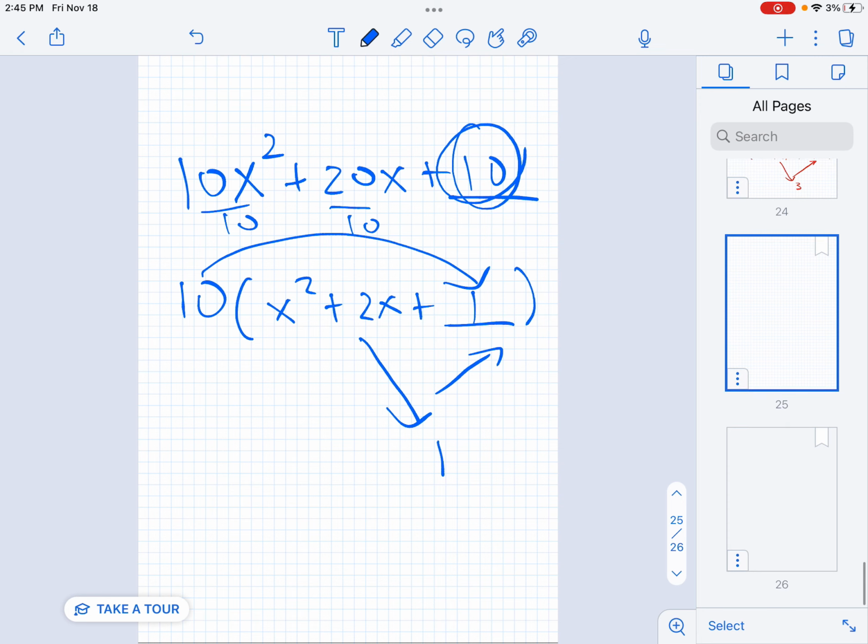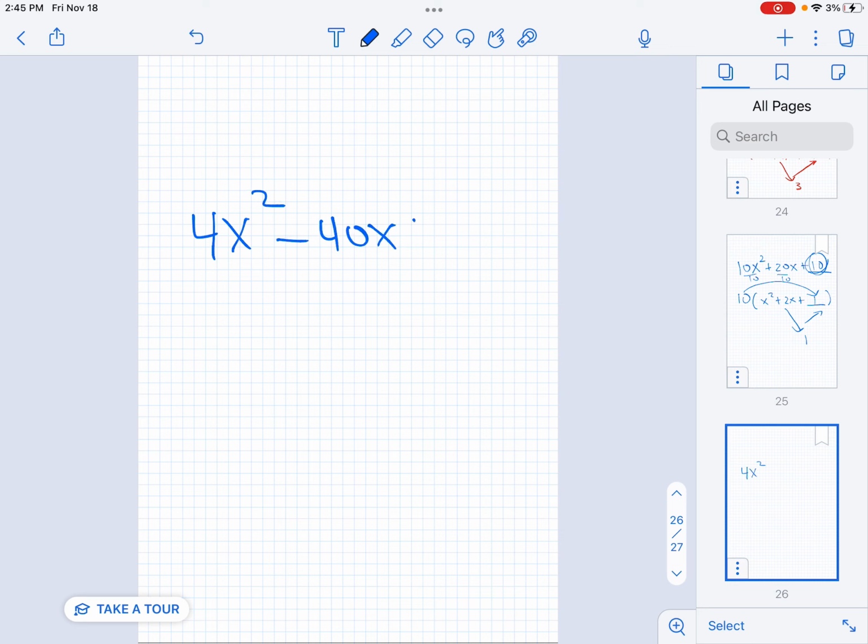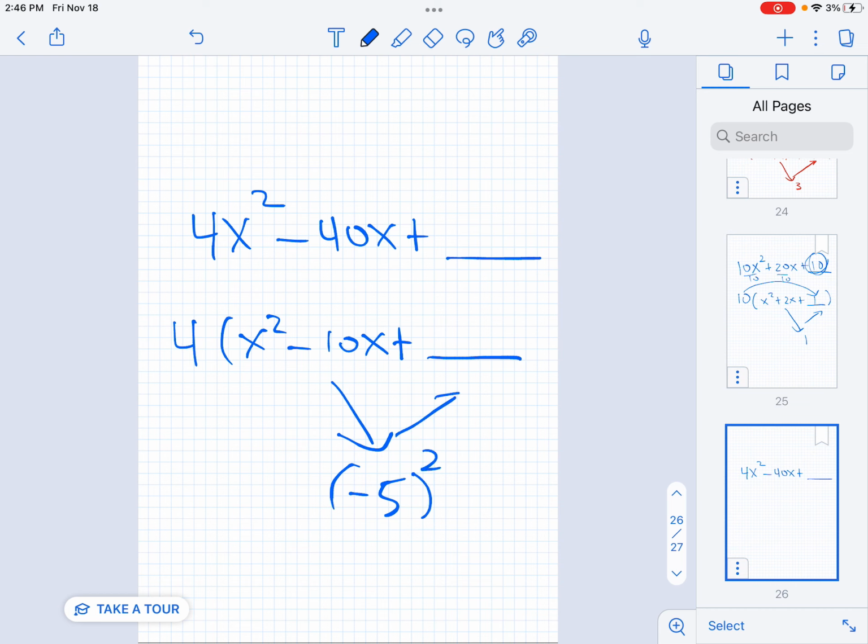Okay, go ahead and do this question. Let's do 4x squared minus 40x plus blank. Okay, so you factor out the 4, x squared minus 10x plus blank. Half of negative 10 is negative 5. Negative 5 squared is going to give you 25. And if I need 25 for one of these, then for 4 of them, I need 100.